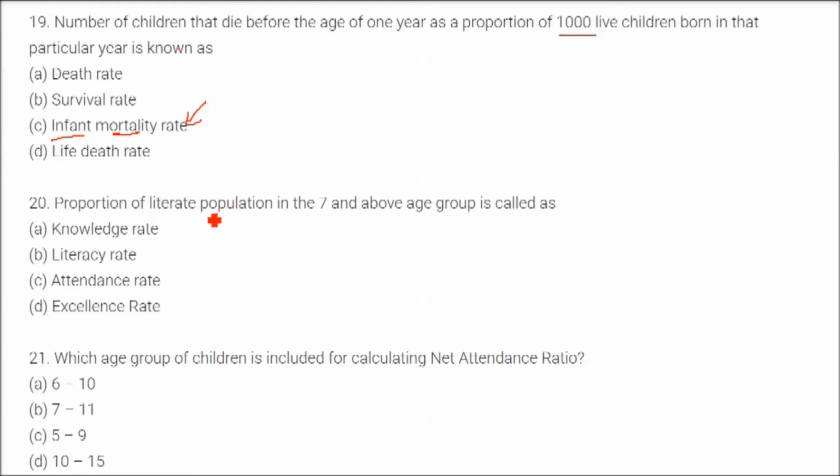Proportion of literate population in the 7 plus age group, that is anyone who is 7 plus and able to read and write, is called what? The answer is literacy rate. Which age group of children is included in calculating the net attendance ratio? It is 6 to 10.